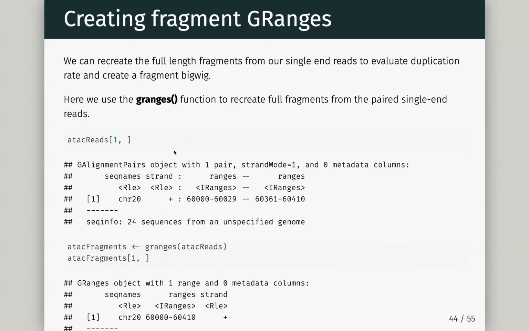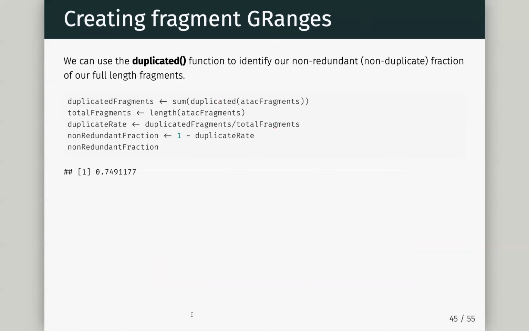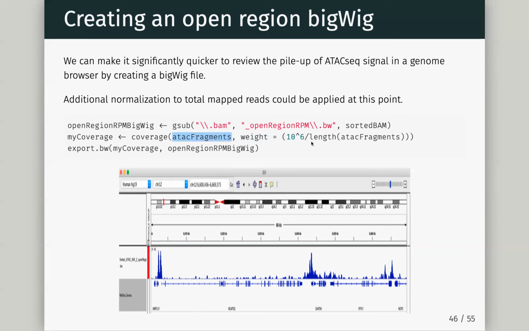Okay, so it's just as simple as going from 2 reads to 1 long read, which represents the fragment, and then creating coverage weighted by the number of fragments we have.